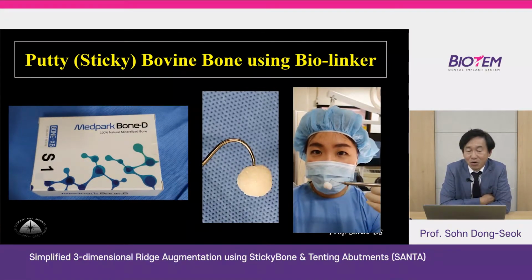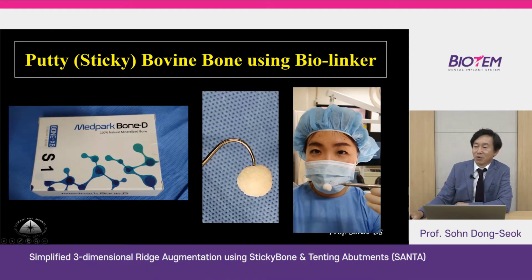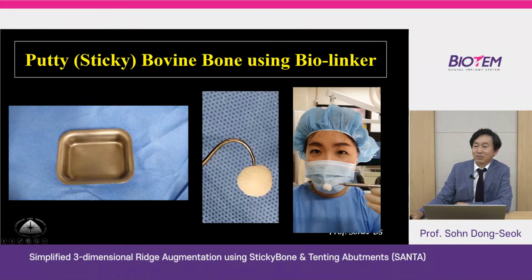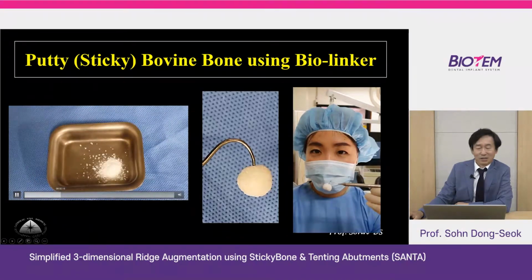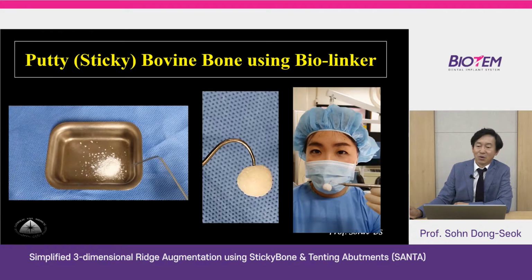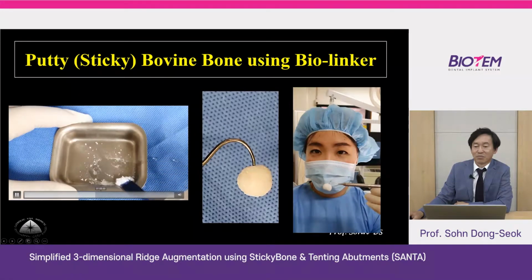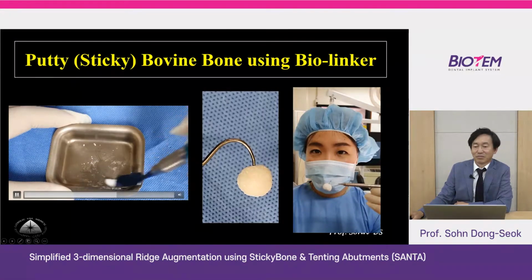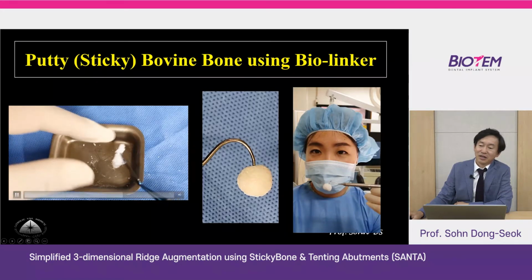This is a newly developed commercial pre-conditioned bovine bone. This bone contains a special bio-link, which is collagen. When you mix this bone with saline or venous blood or autologous fibrin glue or PRF or whatever, you can get sticky conditioned bone immediately. So, even if it's shaken, it does not scatter.